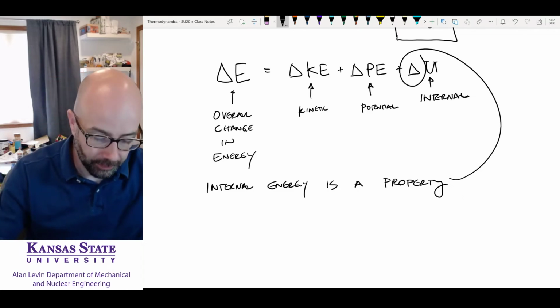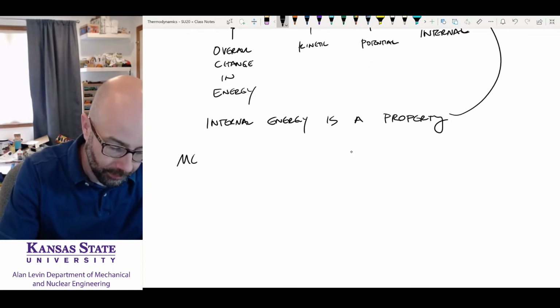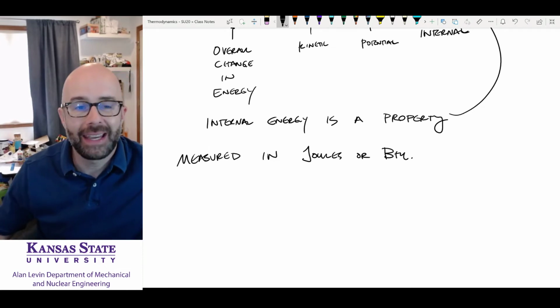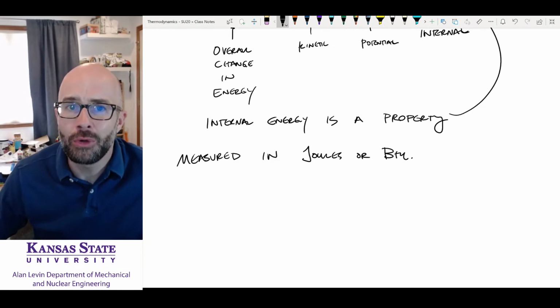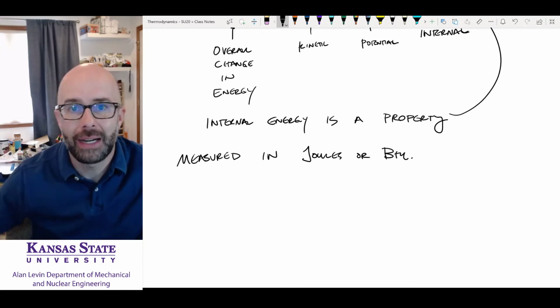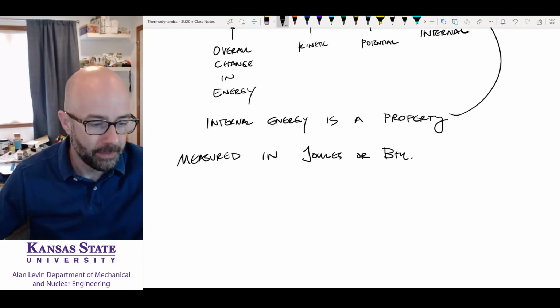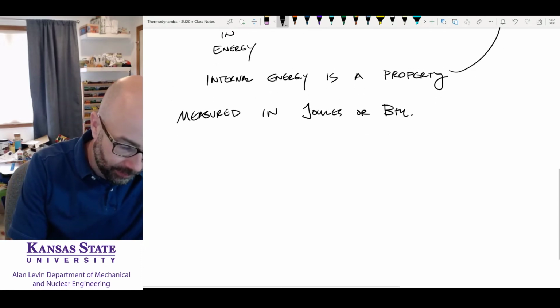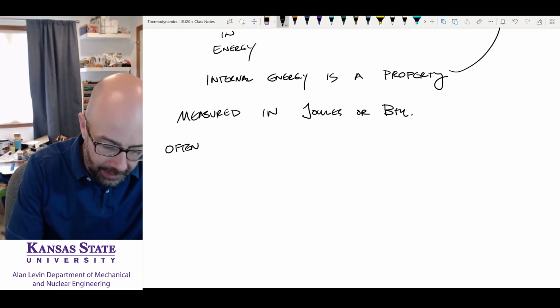It's measured in joules or BTU, just like kinetic or potential. Wouldn't make any sense for it to be not the same units as everything else. You don't want to have different units for every term. You want to have the same units. What we often deal with here is specific internal energy.